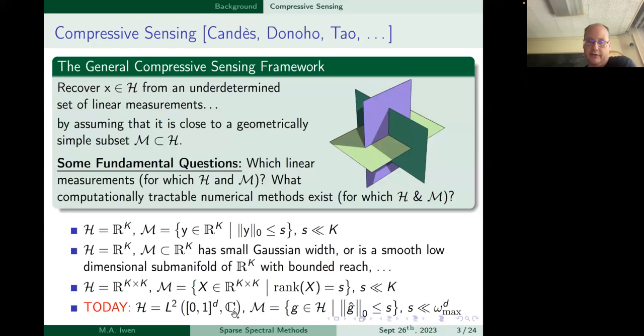Okay, today, the setup is we're going to be considering L2 functions from some d-dimensional domain, functions from [0,1]^d into complex numbers. So this is our Hilbert space. And our model class are going to be periodic functions whose Fourier series coefficients are at most S sparse. So still a sparsity model assumption here, but it's on the Fourier coefficients of our functions into the complex numbers. Biggest difference here from the standard setting is that this is an infinite dimensional Hilbert space.